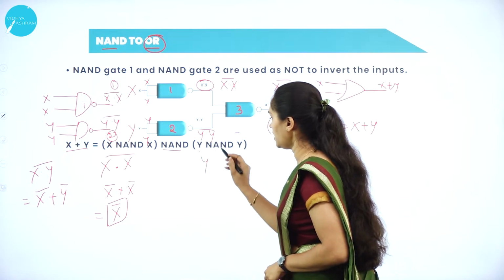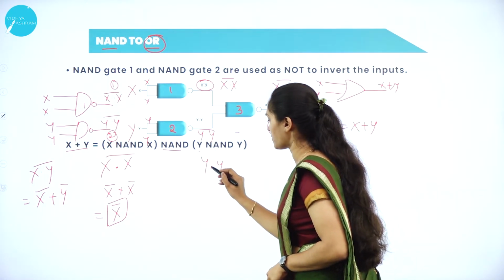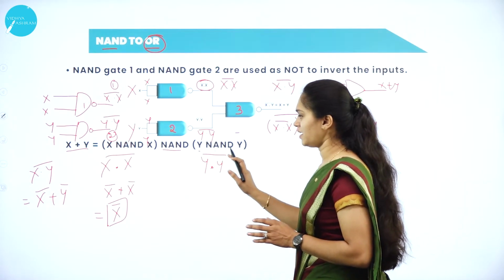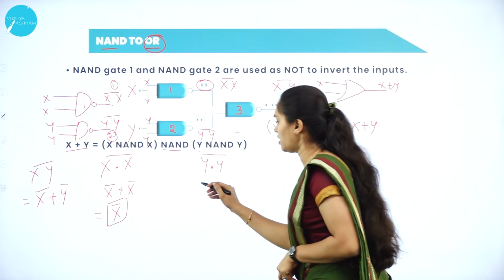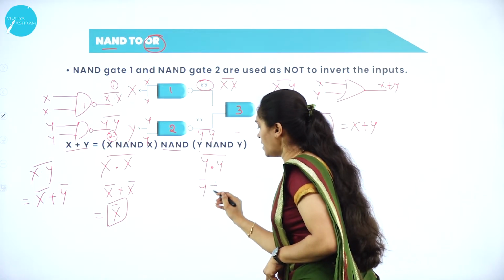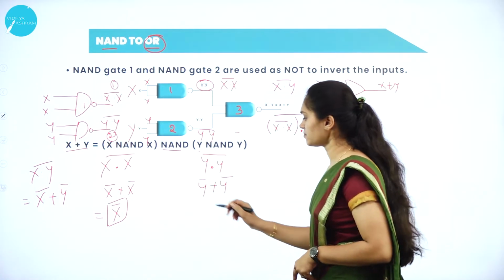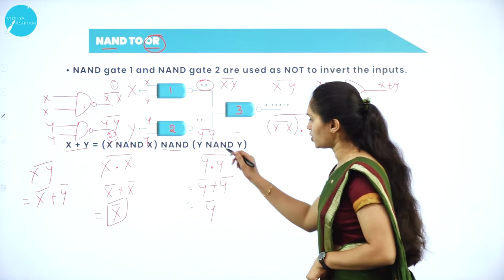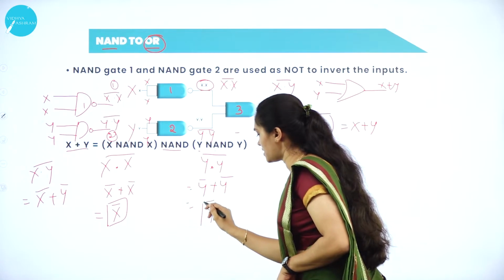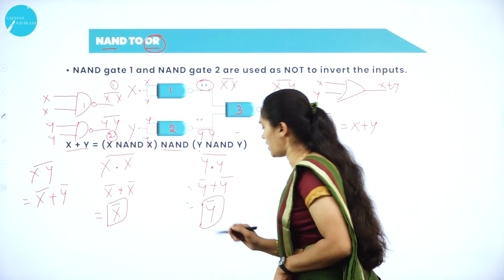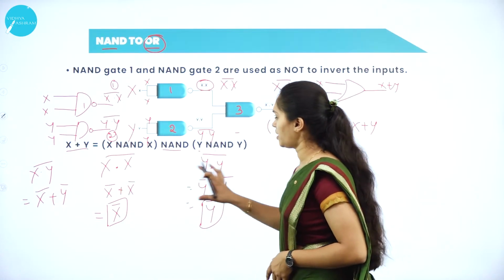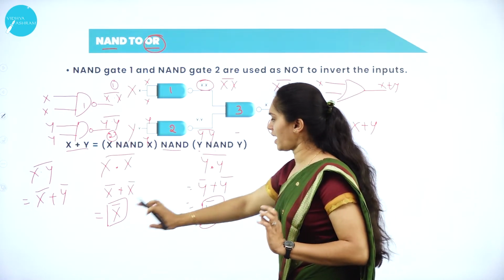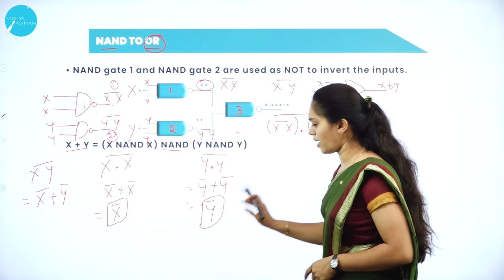That is y NAND y whole bar. Why? Because we are using a NAND gate. If I apply De Morgan's first law to this one, here also I am going to get y bar plus y bar. So at last it is also equal to y bar. So here y NAND y in the sense what? Y bar. So these are the two inputs now. Just understand, x NAND x is nothing but x bar and y NAND y is nothing but y bar.